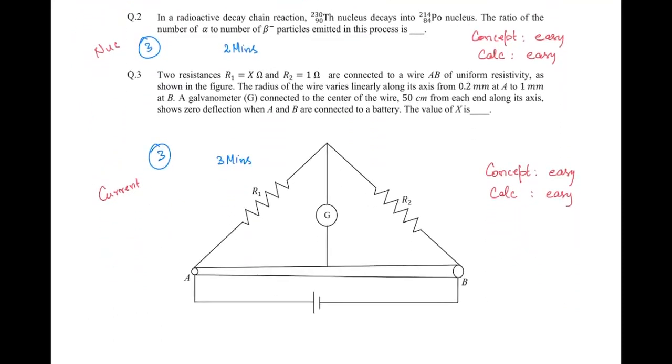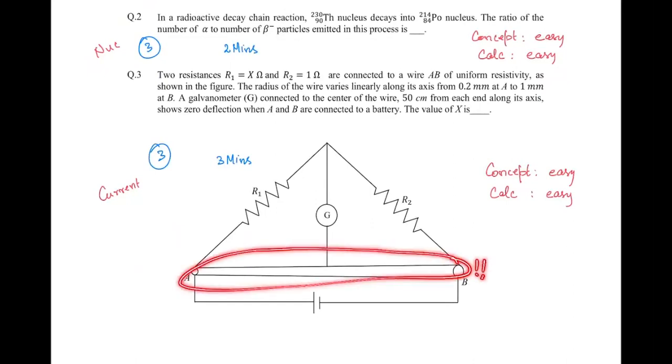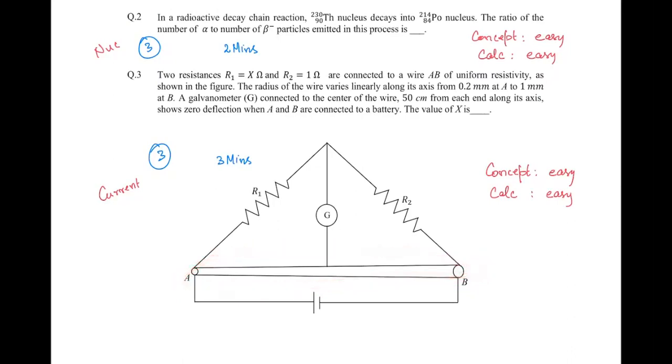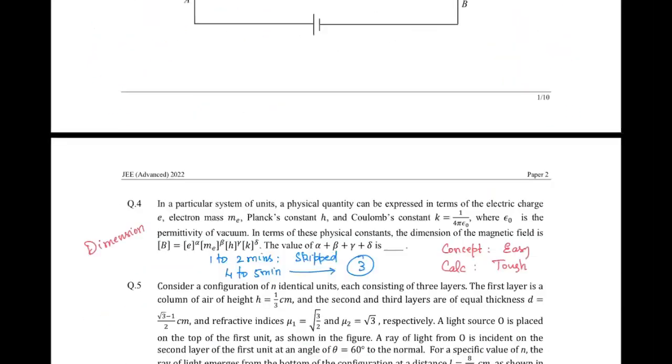Then current electricity, instead of a meter bridge wire being uniform, here they have given a frustum kind of, sorry, not uniform, a frustum kind of linearly increasing radius wire. Concept wise it is easy, calculation wise also easy. It's pretty much a standard question where you need to know how to calculate resistance of a frustum shaped wire. So majority of them who prepare for Advanced do come across this kind of question. So they should have been able to do it in around 3 minutes to maximum 4 minutes of time. So a doable question.